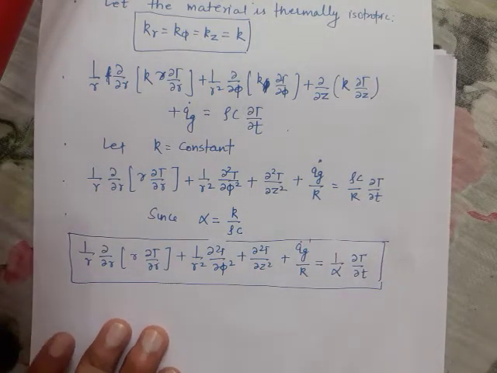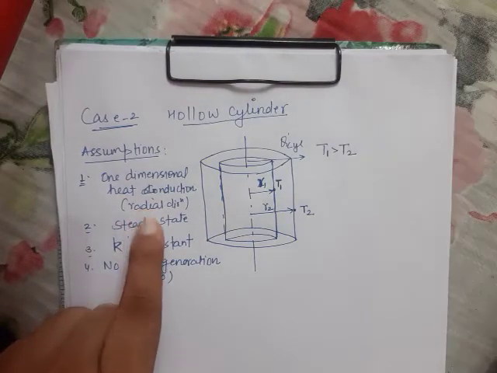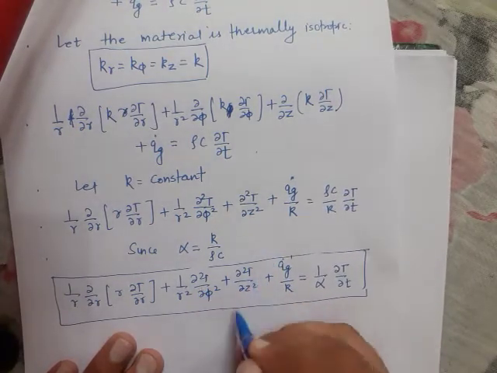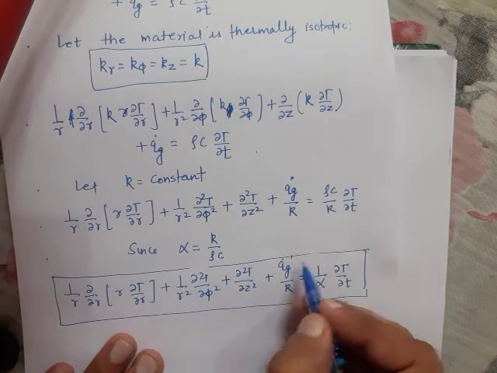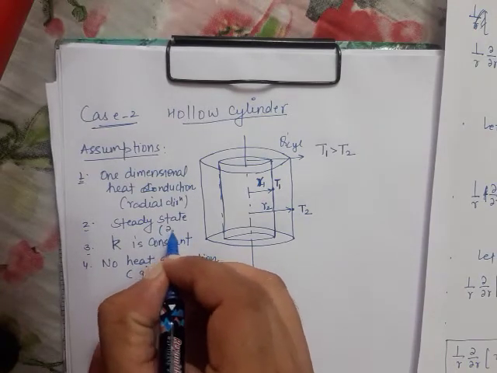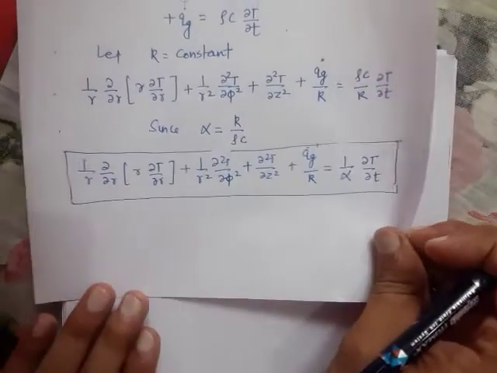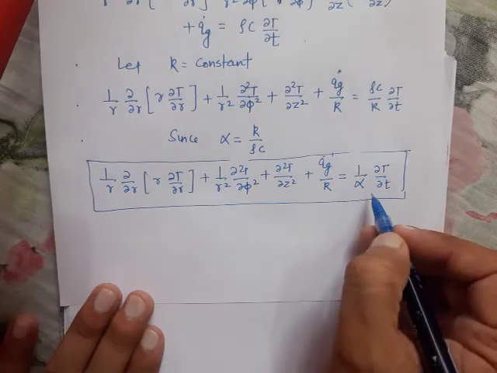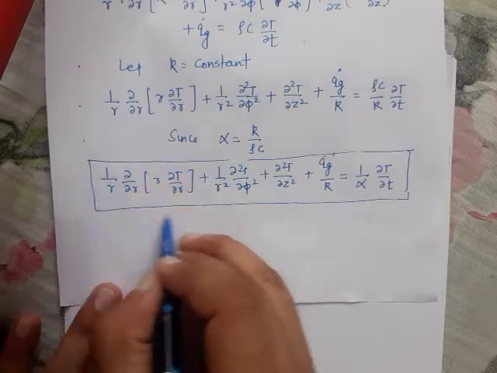Next, we are considering one-dimensional heat conduction, only in the radial direction. Therefore, the terms in the phi and z directions become 0. And since there are steady conditions, steady state implies that temperature with respect to time will not vary. Therefore, with no heat generation, one dimension and steady state, we are left with only this term.